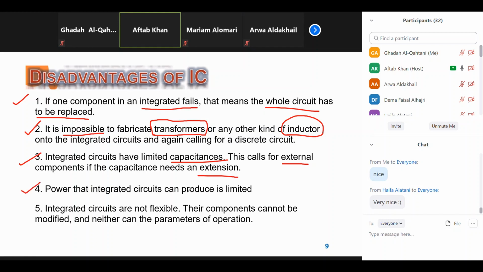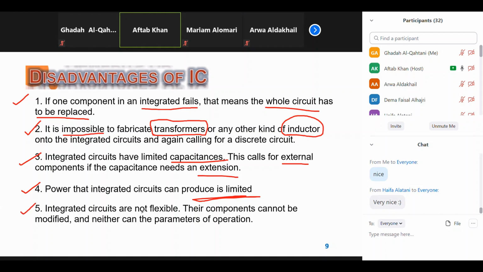The power that integrated circuits can produce is limited. It cannot produce high power. So whenever we need high power, we need to have external components rather than rely on integrated circuits. So that is one disadvantage.